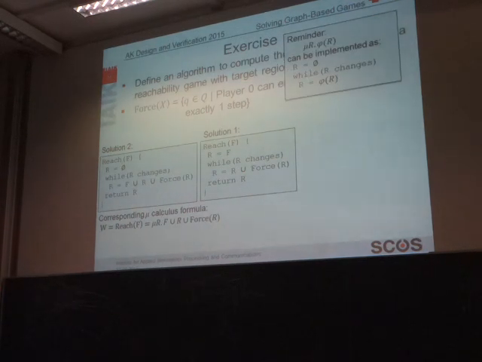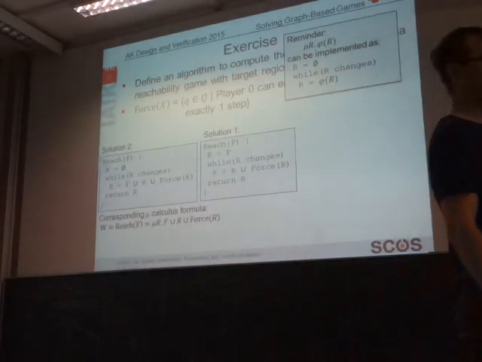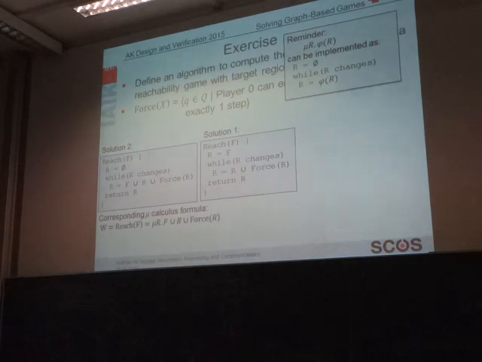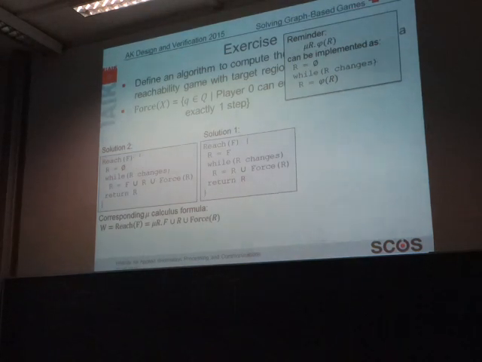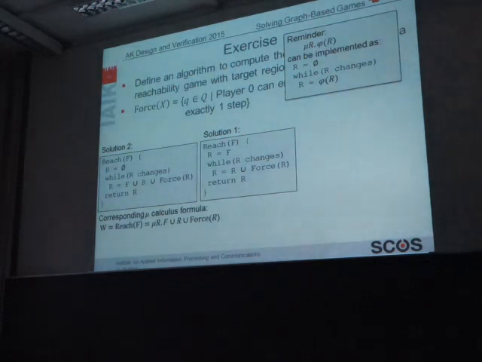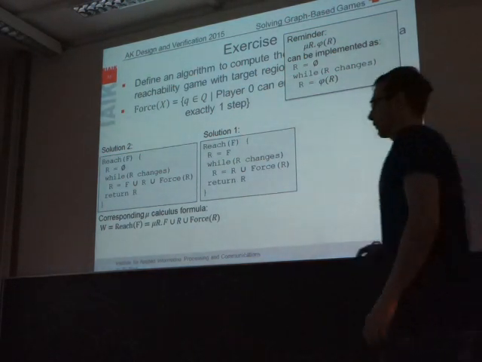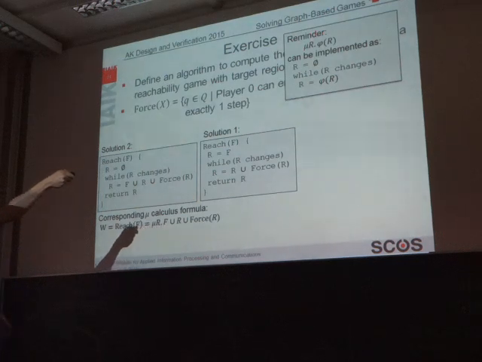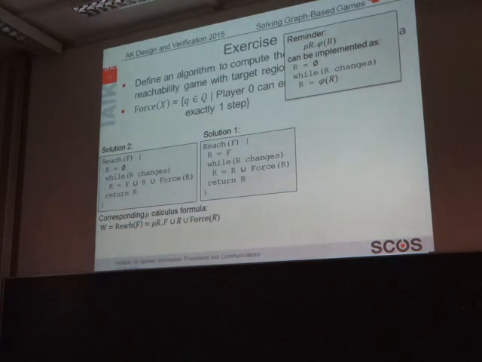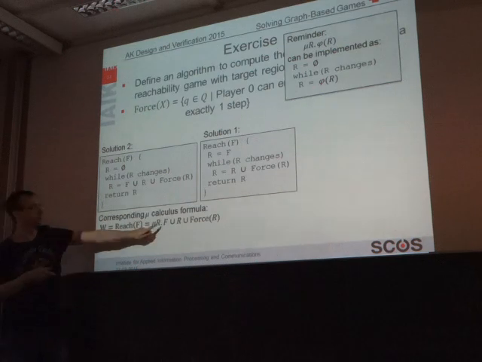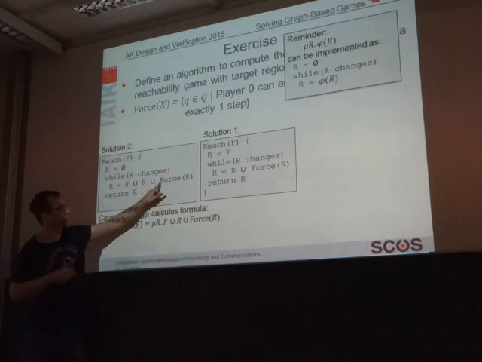So here is actually a reminder. So switch off the lights again. So a least fixed point in R for some mu calculus formula phi always corresponds to this algorithm here. Now this algorithm looks pretty much the same as this algorithm, with this formula phi here defined as F union R union force of R.